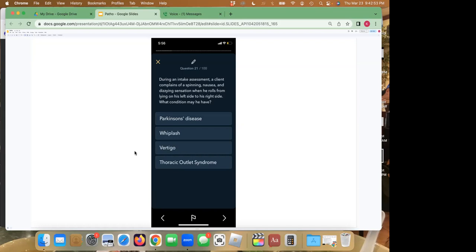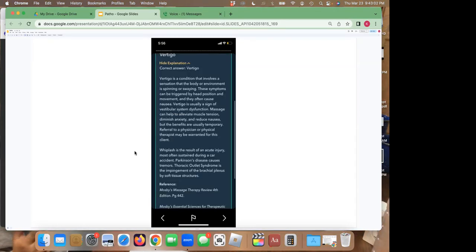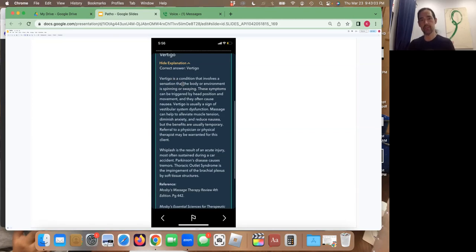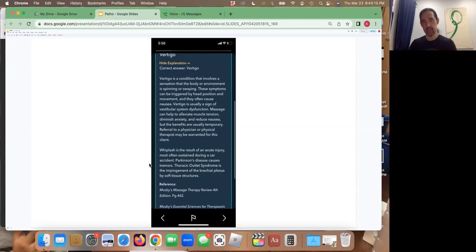Isn't vertigo when you're supposed to be standing up and then you get dizzy, or do you just have to be moving in general? It can be dizziness in any position, especially with movement. Vertigo is a condition that involves the sensation that the body or environment is spinning or swaying. Whiplash is the result of an acute injury, most often sustained during a car accident. Parkinson's disease causes tremors. Thoracic outlet syndrome is the impingement of the brachial plexus by soft tissue structures.